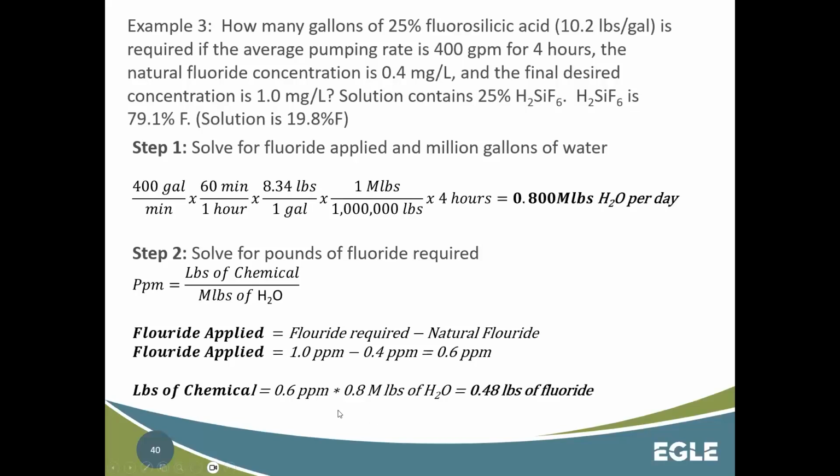All right, so again, we know parts per million, which is 0.6. We know million pounds of H2O, that's 0.8. We multiply those together, that's going to solve for the pounds of chemical. So that results in 0.48 pounds of fluoride needed.